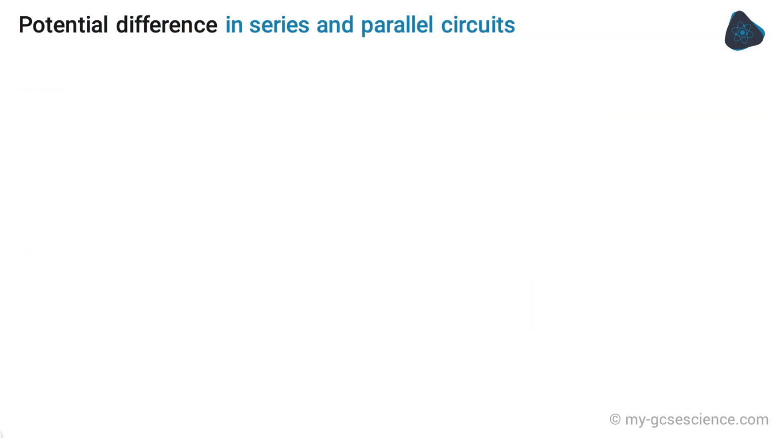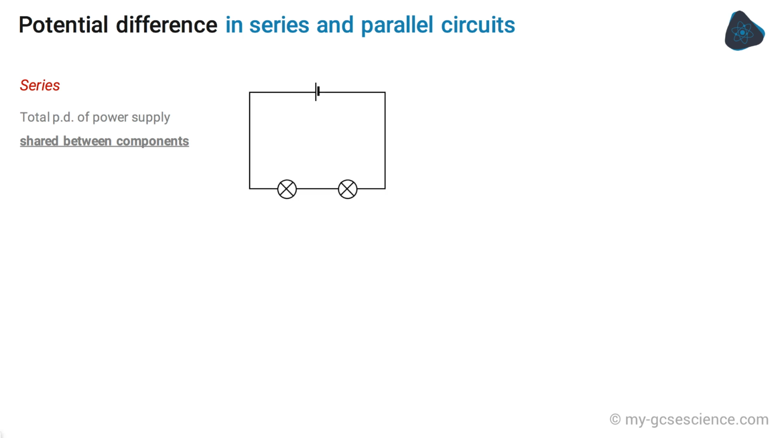On to PD in series and parallel circuits next, and starting with series. All this statement is saying is that the total PD across the power source in a circuit must be equal to the sum of the PDs across each component. In this circuit, for example, if we're using a 9-volt cell and the PD across the first bulb is 4 volts, then the PD across the second bulb must be 5 volts.